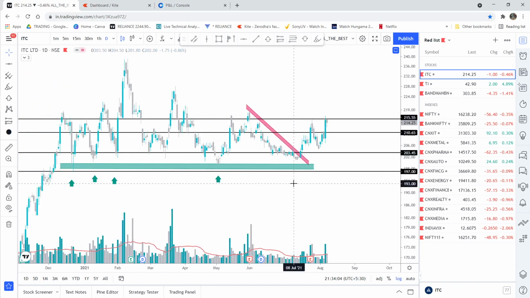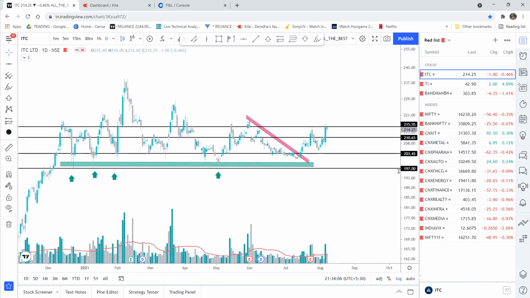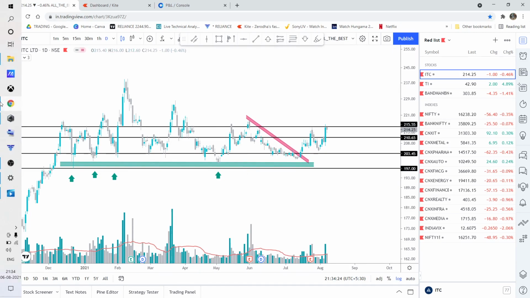Yeah, hopefully this is the positional setup. I hope you enjoyed the video. I will be back with some other positional setups, and those entries would be the ones which I have already taken, not just chart patterns, not just showing charts. It would be the actual entries and my positional setup, how I'm taking trades.